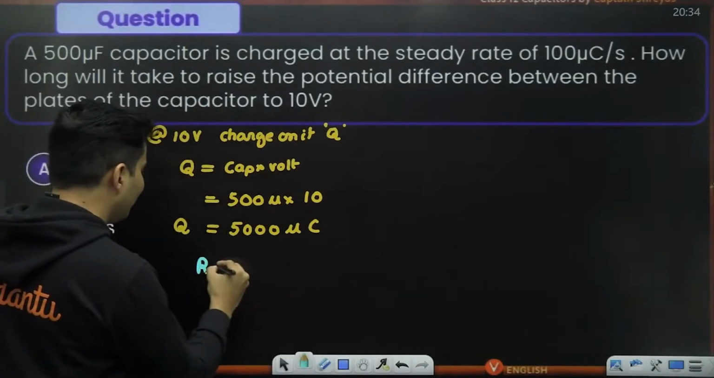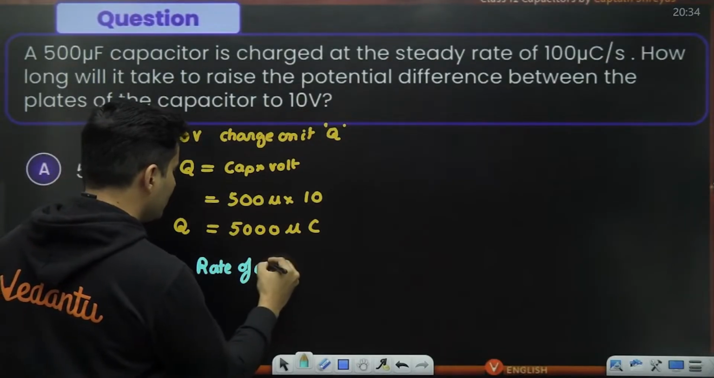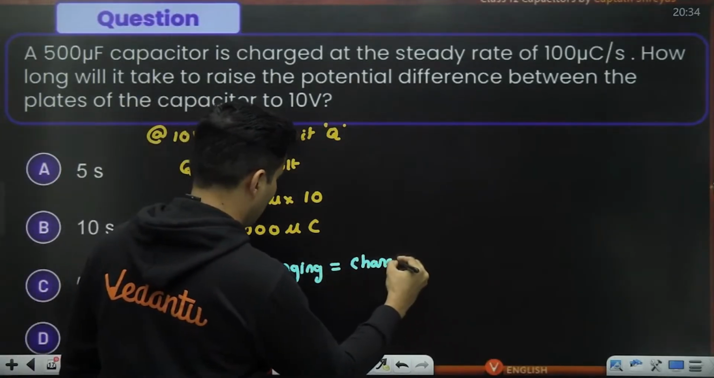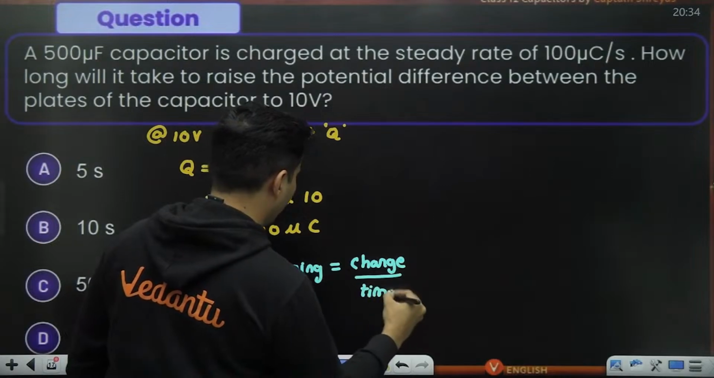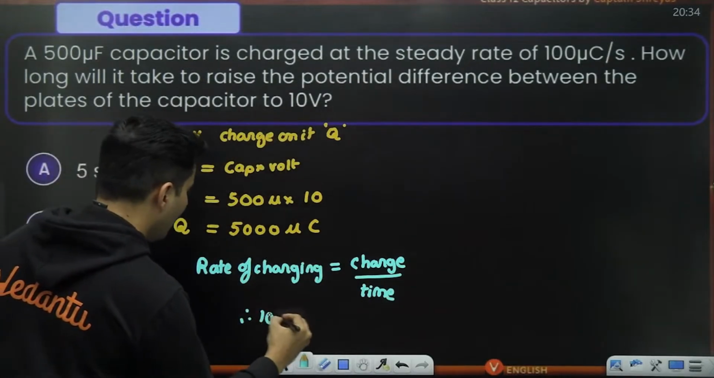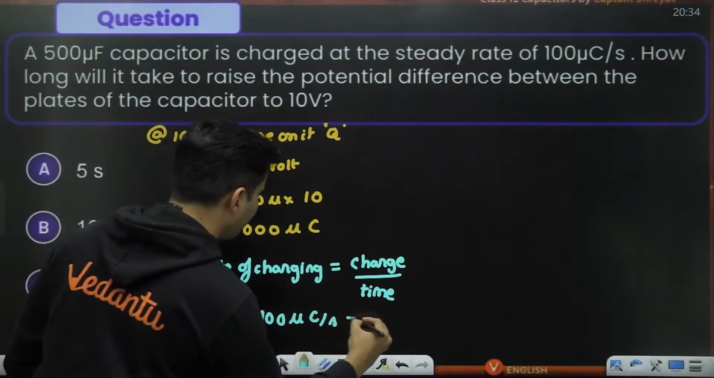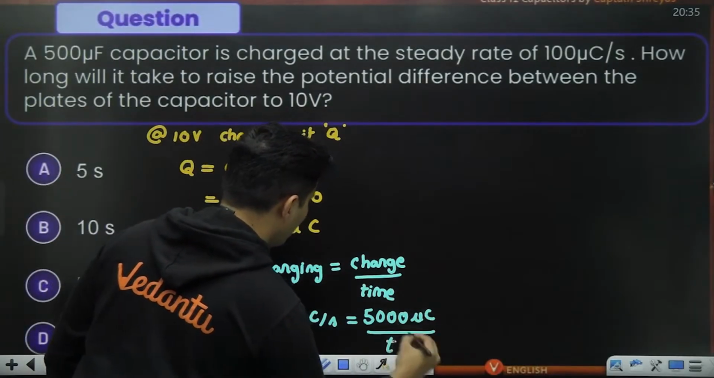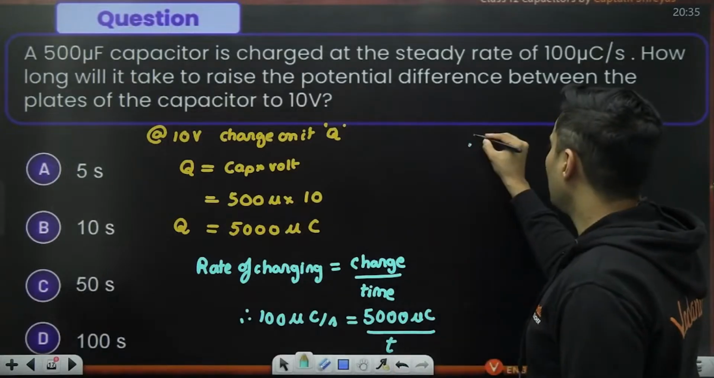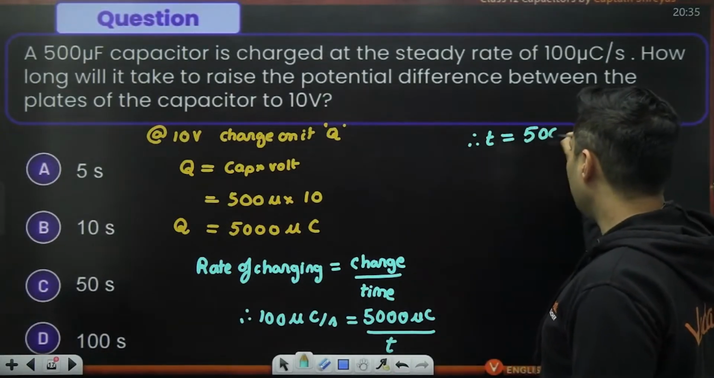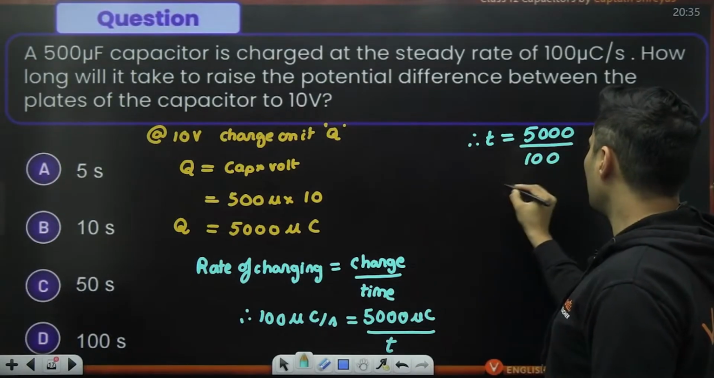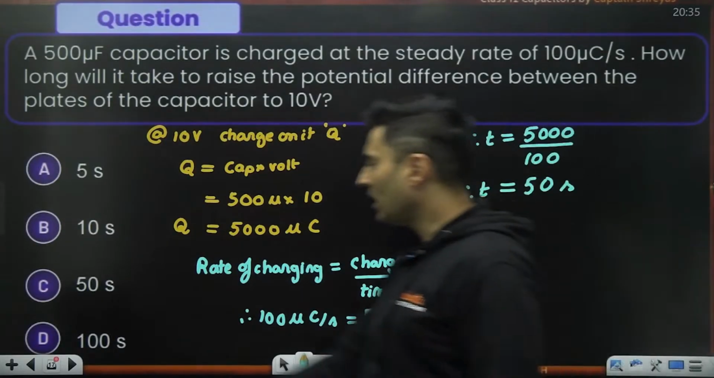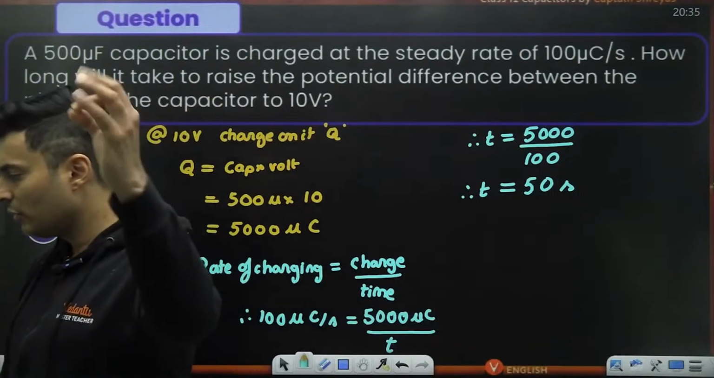So any kind of rate of charging is basically how much charge you are putting per unit time. That rate of charging is given to be 100 micro coulomb per second. The total charge that I want is 5000 micro coulomb. Time I do not know. So time will be nothing but 5000 divided by 100. Two zeros cancel, so I will be left with 50, and that 50 is obviously in seconds. So the correct answer is option C, 50 seconds.